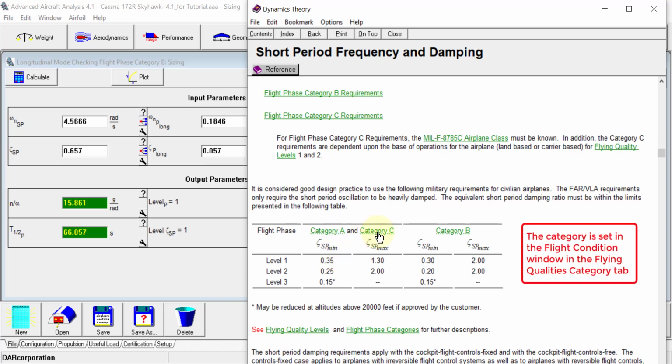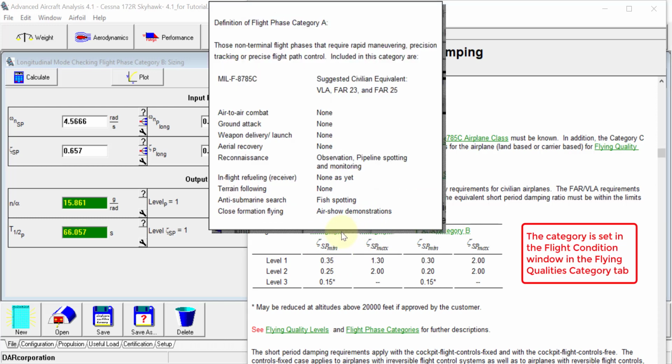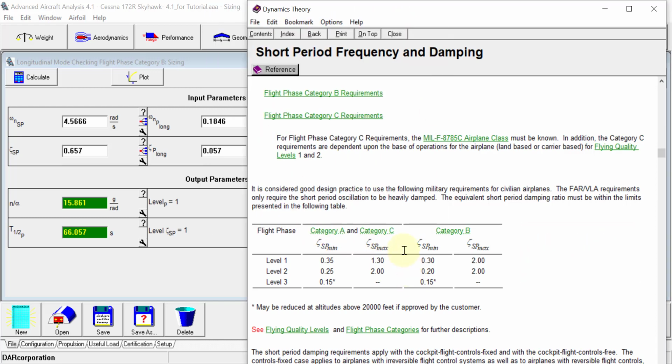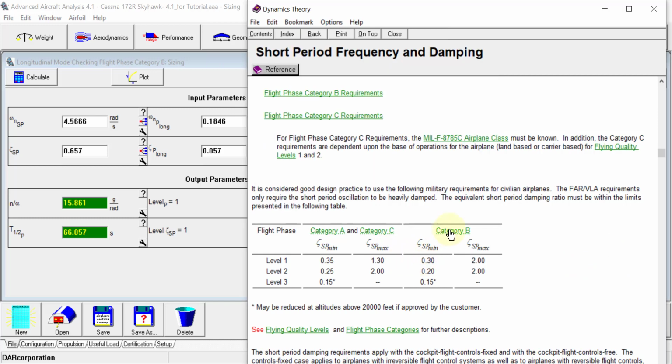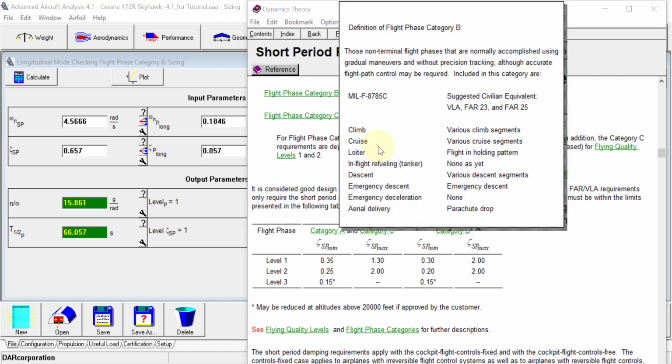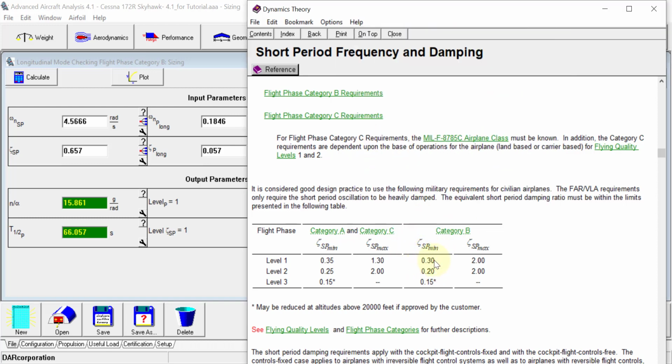If you click on these, you will see what these different flight phases actually are. So here you see category A, category C, and category B. And for us, we're looking at a cruise condition here. So we're looking at the cruise, the category B level requirements.